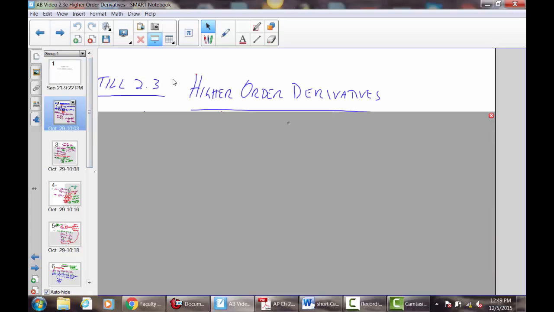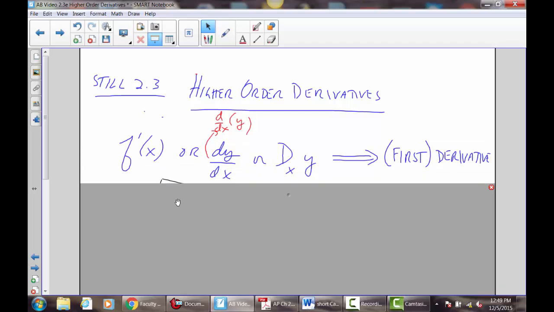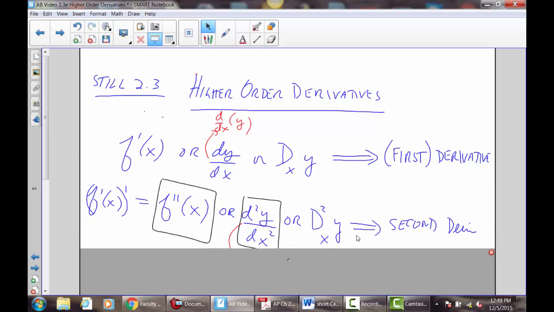So basically, at this point, we've been talking about the derivative, which is really called the first derivative. And these are the different notations, of course, that we've been using. So what you can do is take the derivative of the derivative, and that is known as the second derivative. And this is the common notation, the double prime. Instead of dy dx, you'll put d squared y over dx squared, and here you'll just put a square.